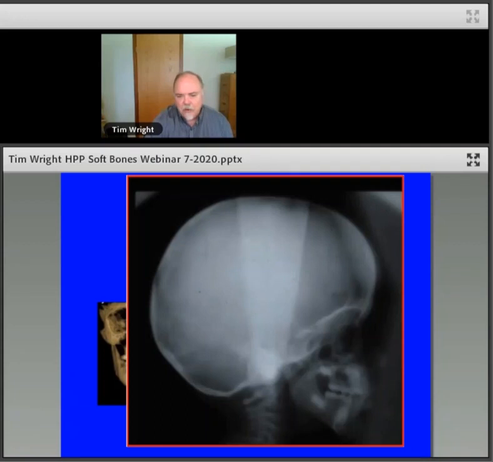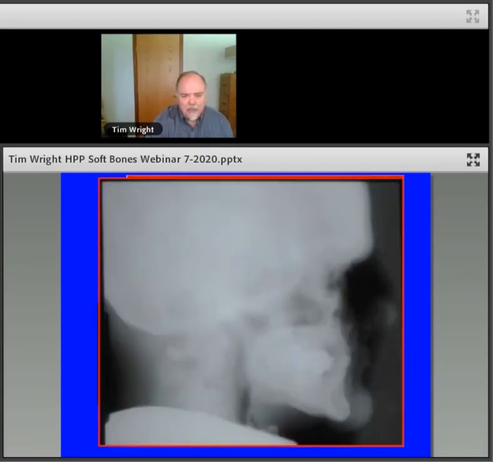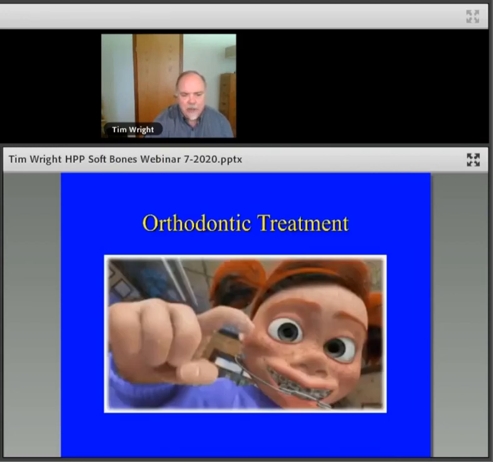So normally, traditionally, if you go to an orthodontist, they're going to take x-rays like this. This is a little kid with hypophosphatasia, and this is an adult. And in this case, the mid-face is not as well developed at this point, so he grew that way. So variable, but how about orthodontics? Can you do orthodontics? I've known people that have had orthodontics with hypophosphatasia.